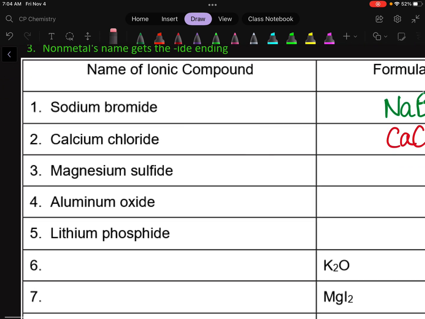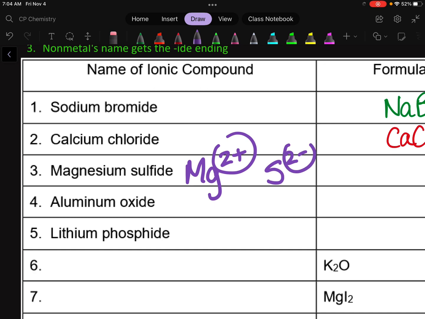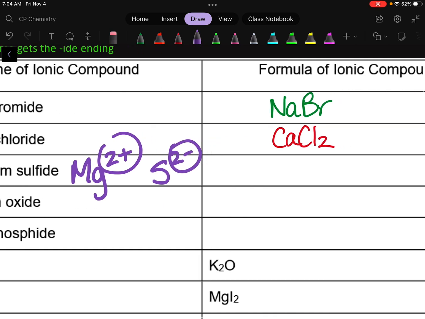All right, the next one is magnesium sulfide. Magnesium is Mg. It's in group 2, so it gets a +2 charge. Sulfide is sulfur. It's in group 16, so it gets a -2 charge. These two cancel each other out, so you just need one of each. So MgS.